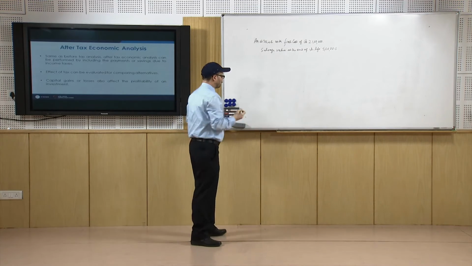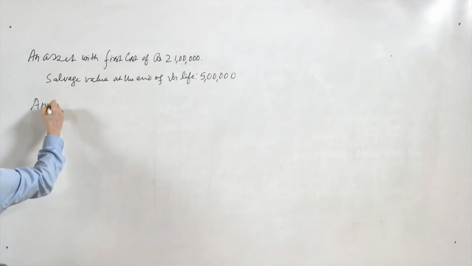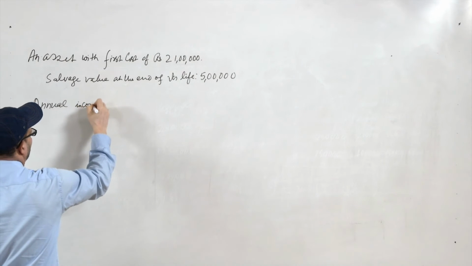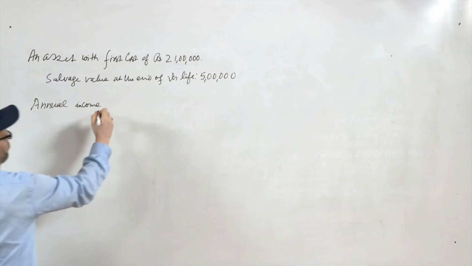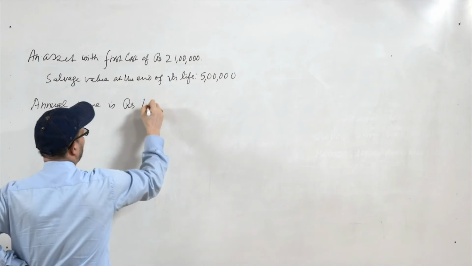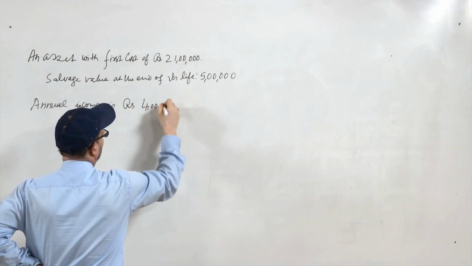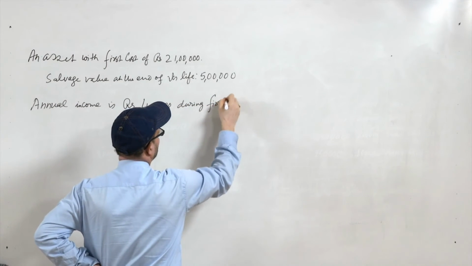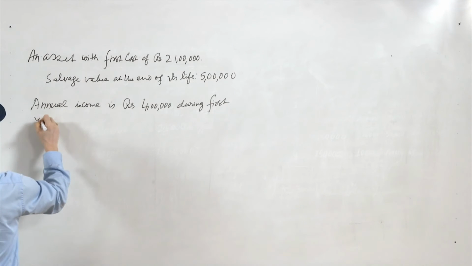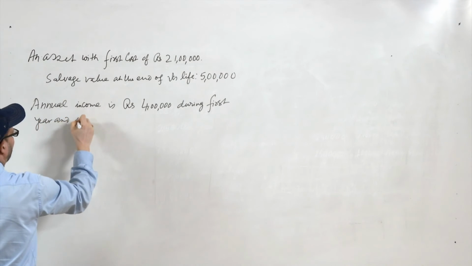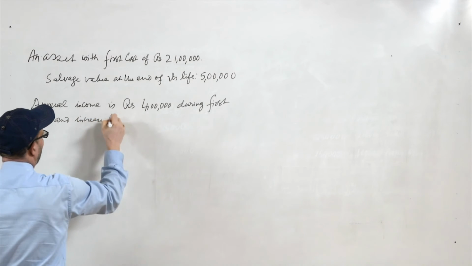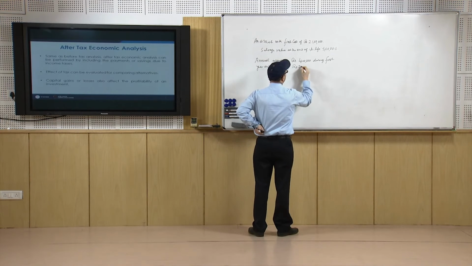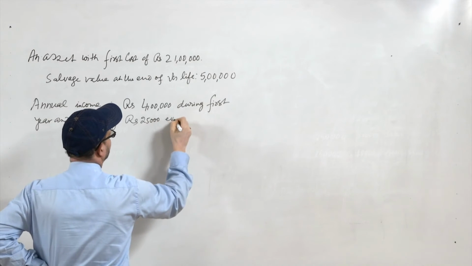So, also the annual income which the asset is supposed to produce is rupees 4 lakh during the first year, and increases by rupees 25,000 every year.